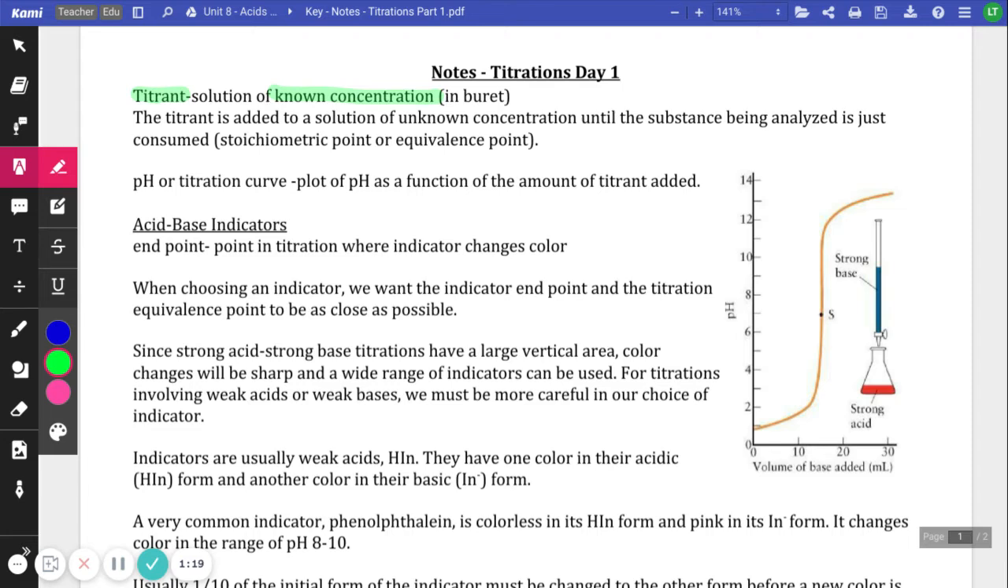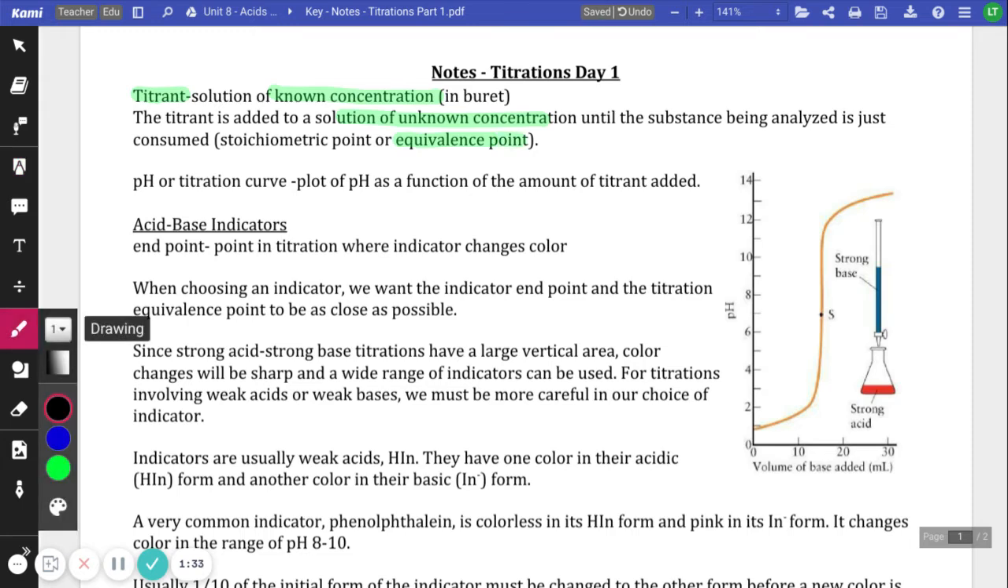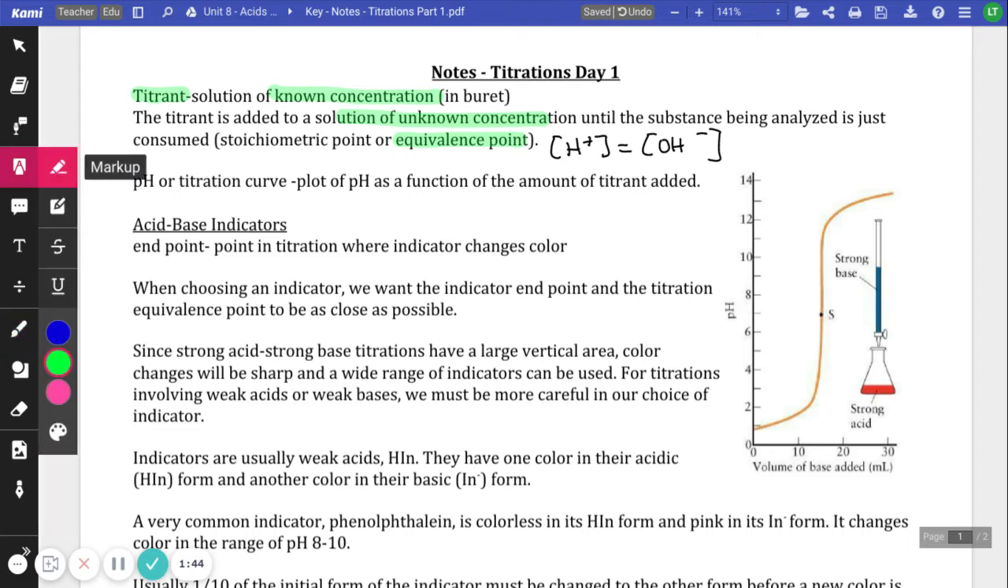All right, our titrant is added to our solution of unknown concentration, basically until we see it being consumed. And we're trying to get to what we call our equivalence point, where our hydrogen concentration is equal to our hydroxide concentration, and so we have that nice neutral solution. We plot that on what we call a pH or titration curve, which is a plot of how our pH changes as the amount of titrant is added.